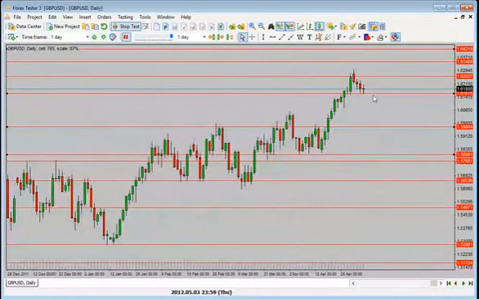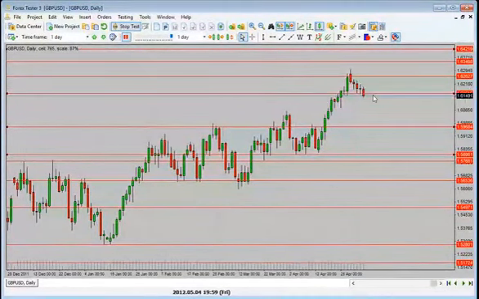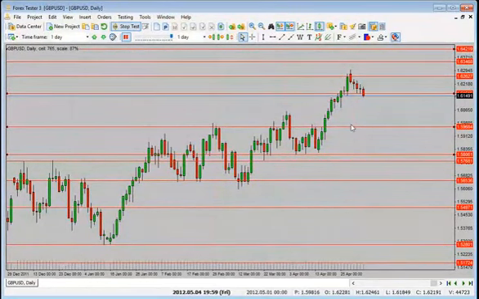So let's see. Okay, so it's kind of holding. We have a neutral candle. What now? So for me, my bias would stay the same. So let's take a look. Okay, so we have a bearish candle close. What now?